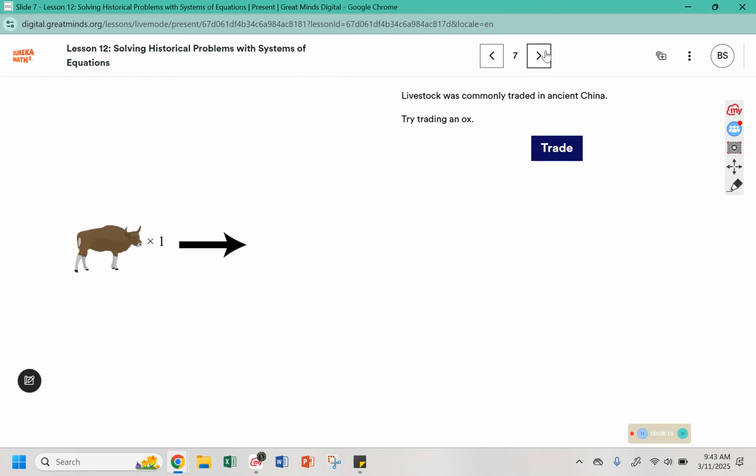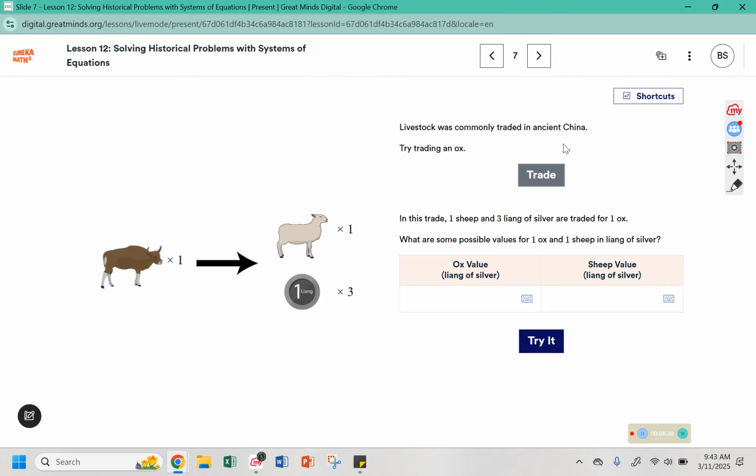All right, so livestock was commonly traded in ancient China. Try trading an ox. We're relating this back to the video we watched at the beginning. It says, in this trade, 1 sheep and 3 liang of silver are traded for 1 ox. What are some possible values for 1 ox and 1 sheep in liang of silver?